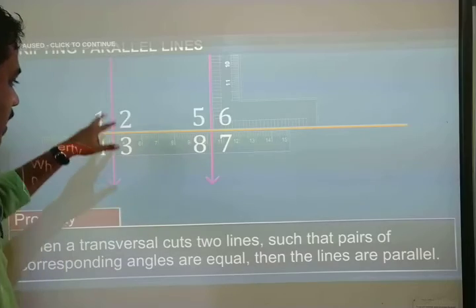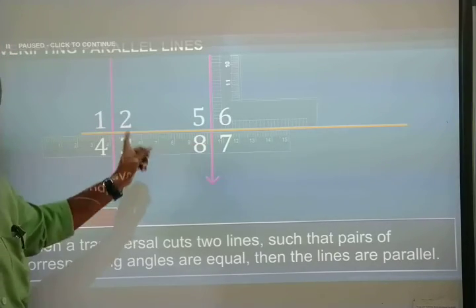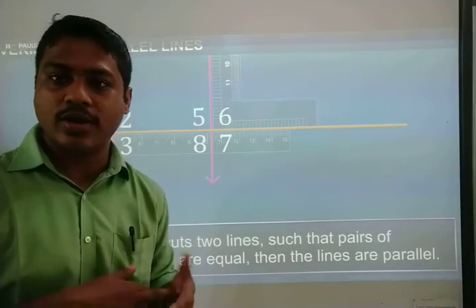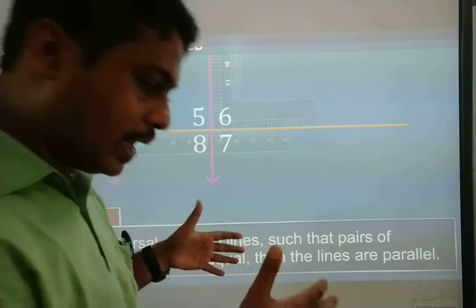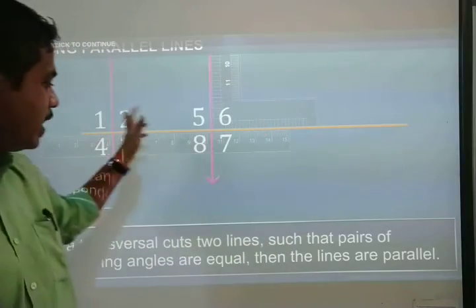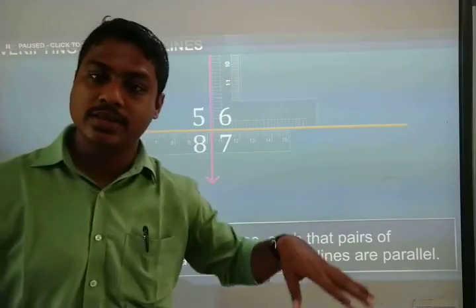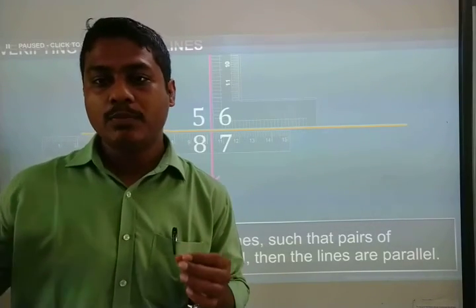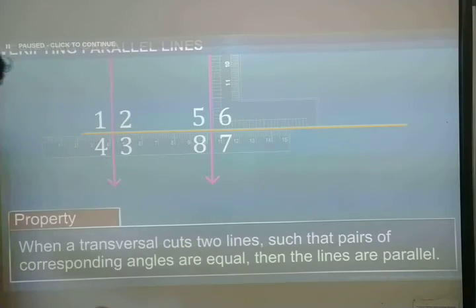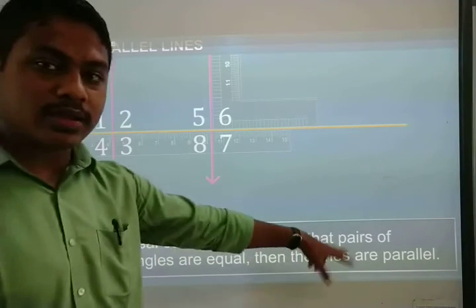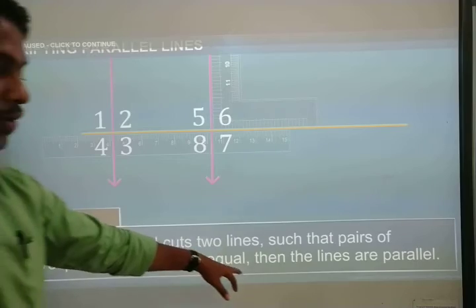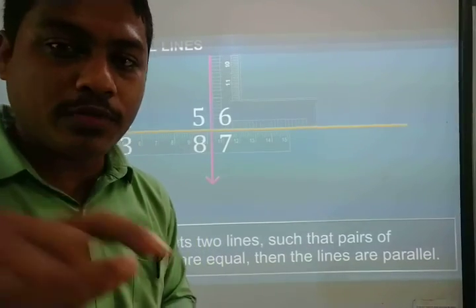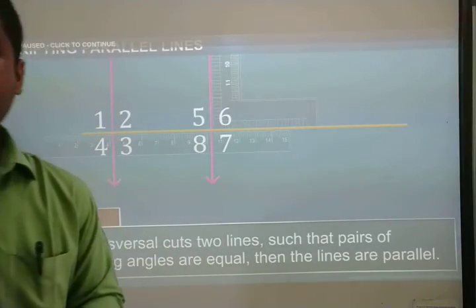You will see that if you measure both angle 2 and angle 6, you will get the value as 90 degrees. That means angle 2 and angle 6 are both 90 degrees. And we have done the property that angle 2 and angle 6 are corresponding angles. If the corresponding angles are equal, that is related to the property of parallel lines. So we can write here that when a transversal cuts two lines such that the pairs of corresponding angles are equal, then we can consider that the lines are parallel. So we have proved that these two lines are parallel lines.